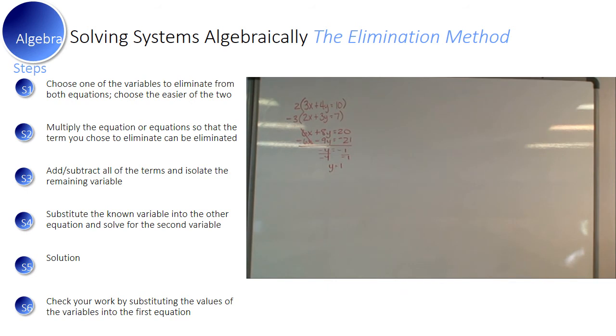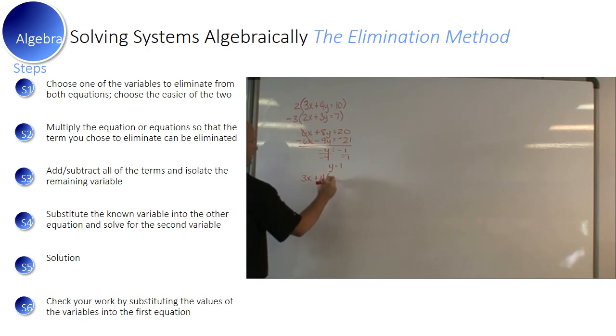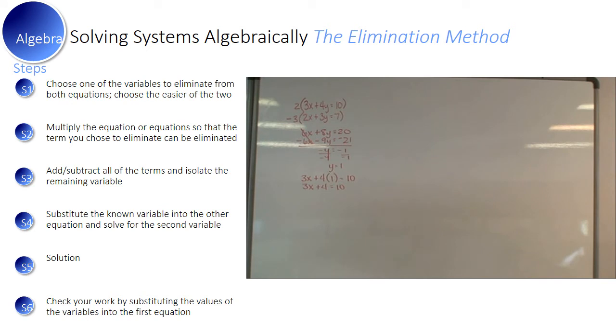We now have our y variable. That's a known variable. So we're going to take that known variable and we're going to plug it into one of the original equations. So let's go ahead and take the first original equation, which was 3x plus 4y. But instead of plugging in y, we're going to substitute 1 in. And we're going to set it equal to 10. Work this out. 3x plus 4 equals 10.